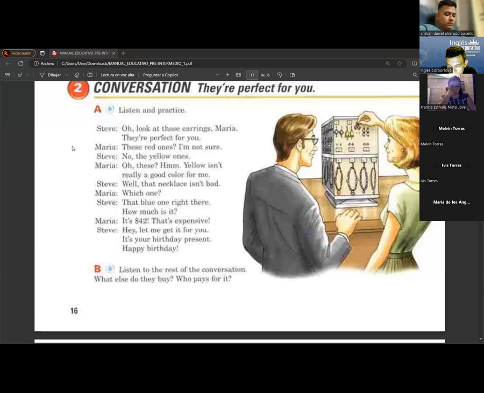Ok. Ok. Bueno. Oh, look at those earrings, Maria. They are perfect for you. These red ones, I am not sure. No, the yellow ones. Oh, these yellow yellow isn't really a good color for me. Well, that necklace isn't bad. Which one? That blue one right there. How much it is? It is $42. That's expensive. Hey, let me get this for you. It's your birthday present. Happy birthday.